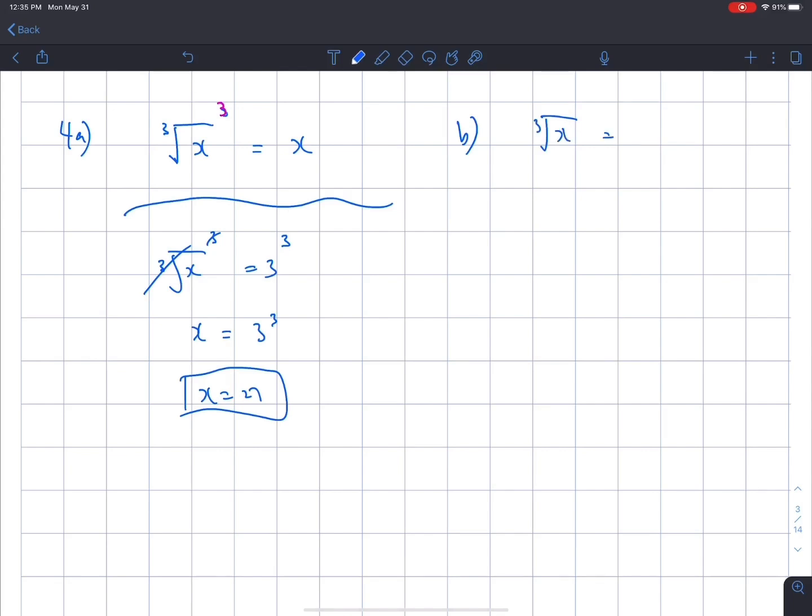B. Cubic root of x equals 6. We can raise both sides to the power of 3. Cubic root and the power of 3, they cross each other out. We get x equals 6 to the power of 3, and 6 to the power of 3 is 216.